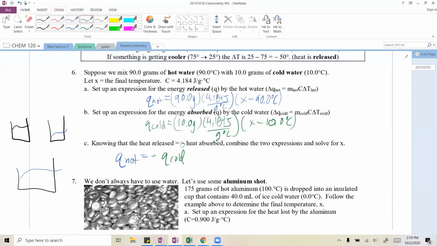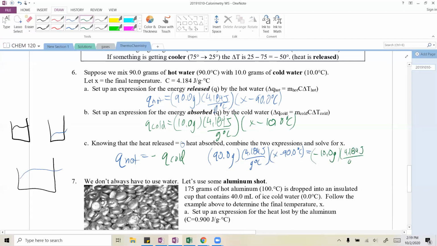So in this case, when we're putting them together, we can have 90.0 grams, which is our mass for our hot, times 4.184 joules per gram degrees Celsius, times x minus 90.0 degrees Celsius, being equal to negative 10.0 grams times 4.184 joules per gram degrees Celsius, times x minus 10 degrees Celsius. So I have to have that negative sign in there. It doesn't matter what number I put the negative with, just as long as that whole side gets a negative.